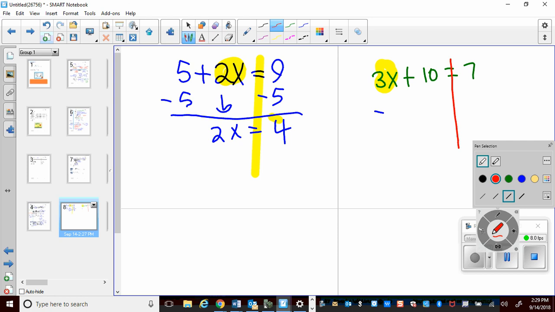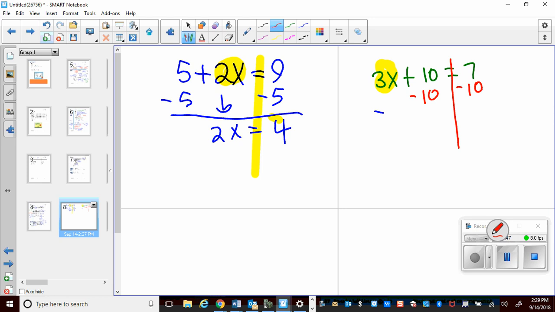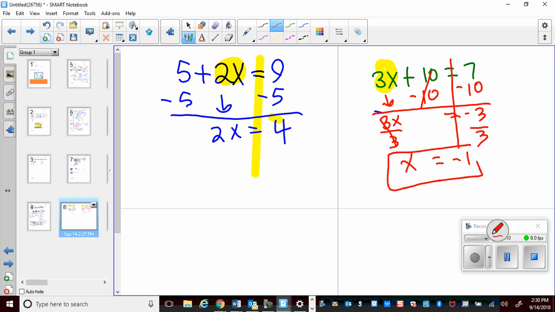Subtract 10 on both sides. Do I just do one side? No. Who's going to mark it wrong? Okay. 3x comes down, equals -3. What did you do after that? Divide by 3 on both sides. x equals -1. We have one solution there.